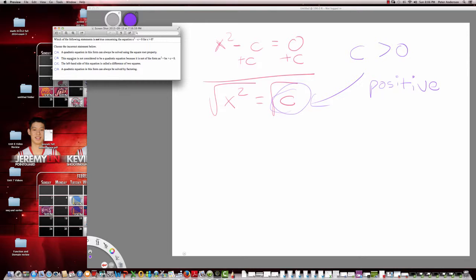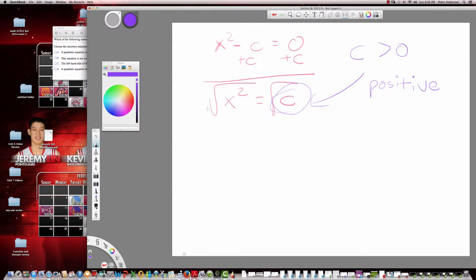Okay, let's see. B: This equation is not considered to be a quadratic equation because it is not of the form ax squared plus bx plus c equals 0. This actually is of the form ax squared plus bx plus c. It may not be 100% obvious, but a is 1. B, though not written, is actually 0x, so there's actually a plus 0x in here. And then this says negative c.